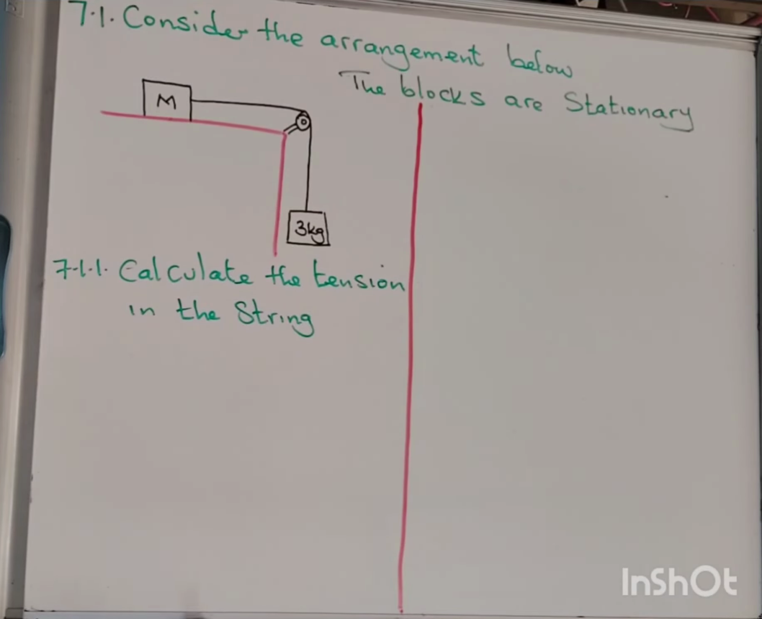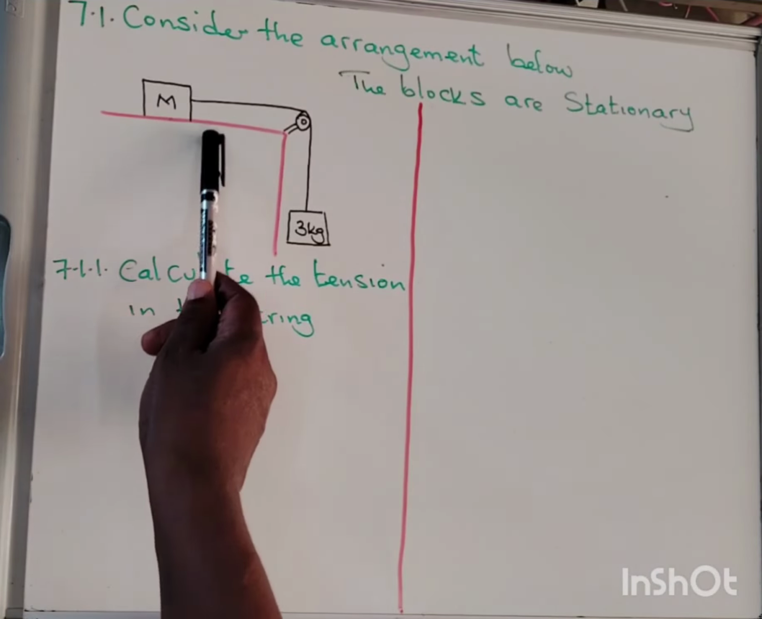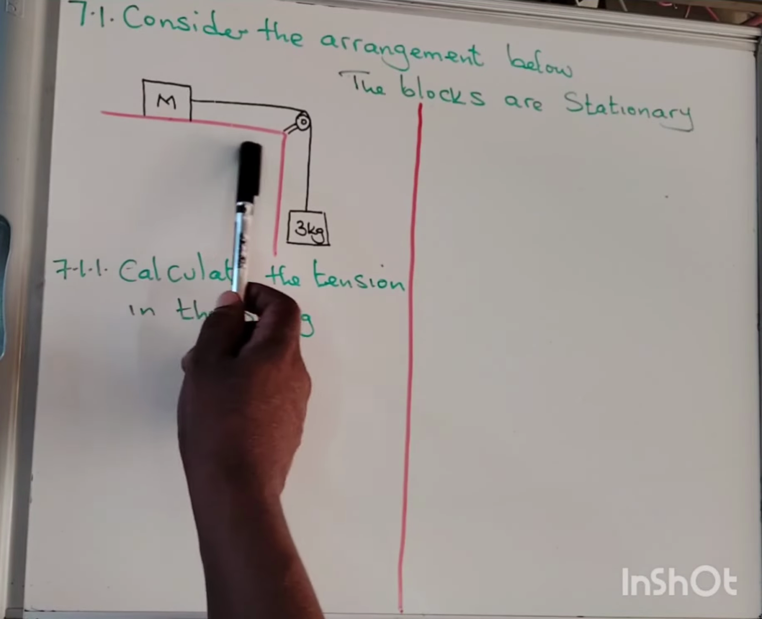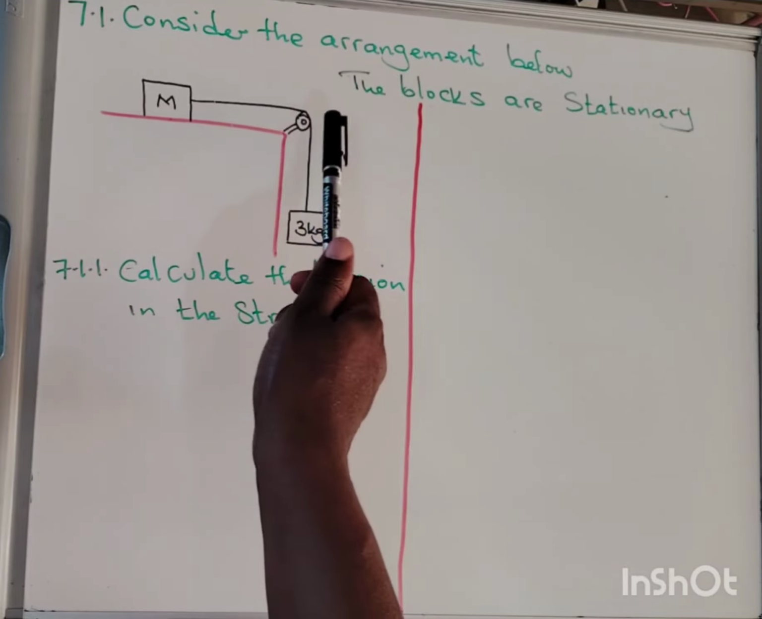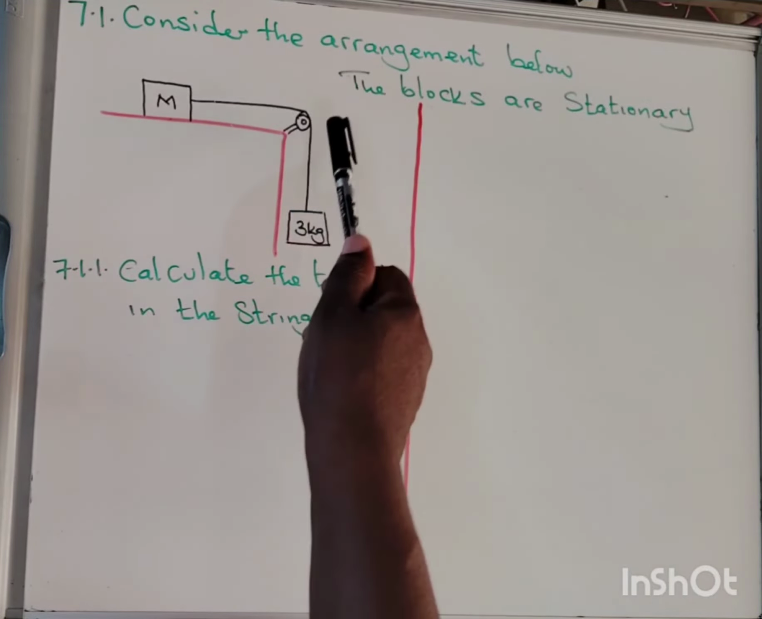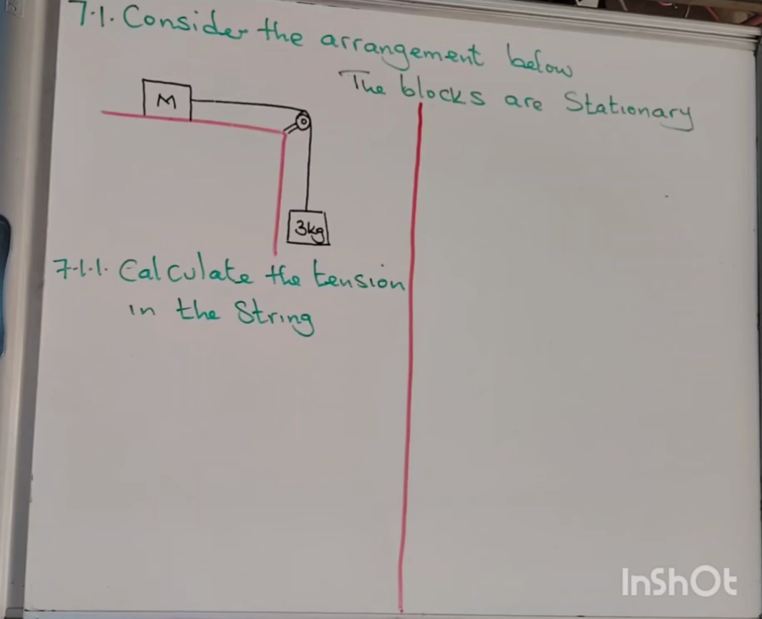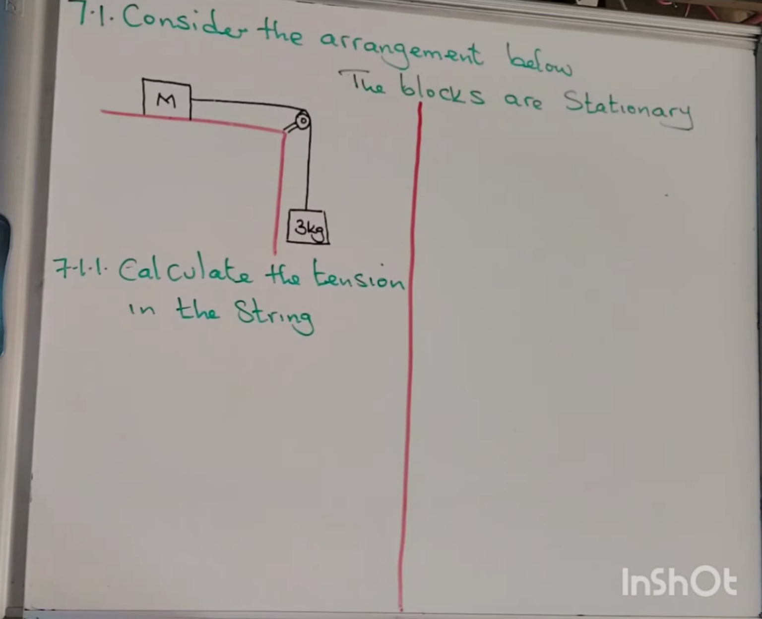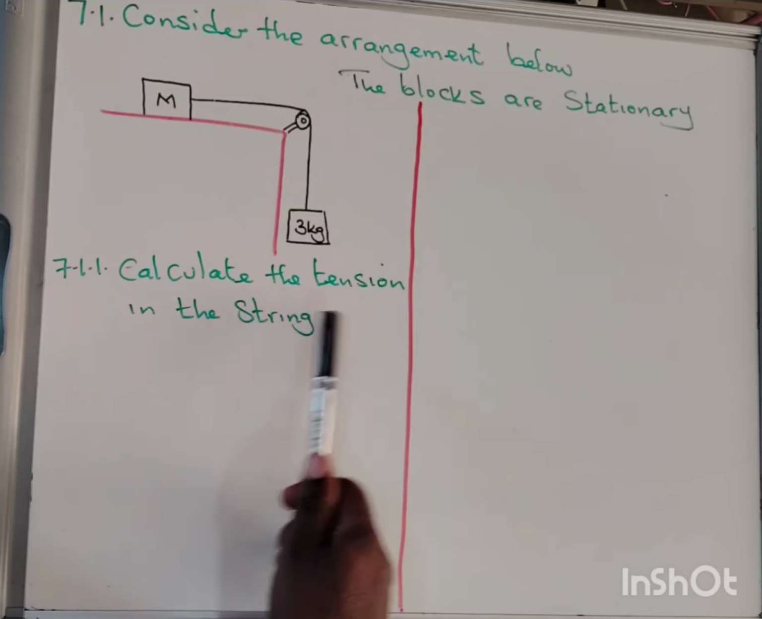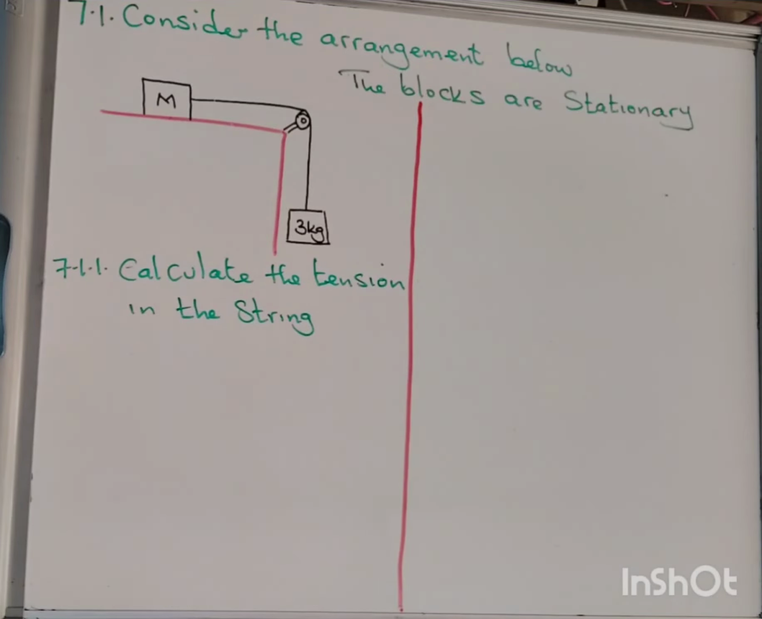And today we are analyzing this question. It says, consider the arrangement below. This is the arrangement we're having: a mass M sitting on the horizontal platform attached to a string which goes over the pulley and at the end attached to a 3 kilogram mass. And they say the blocks are stationary. Then it says calculate the tension in the string.